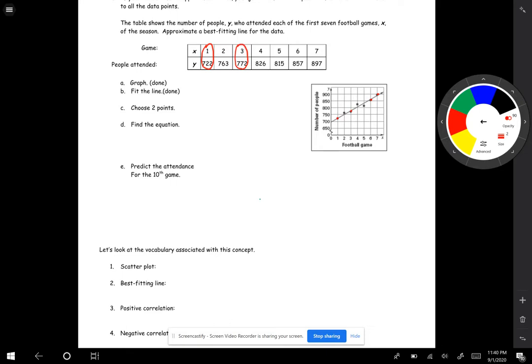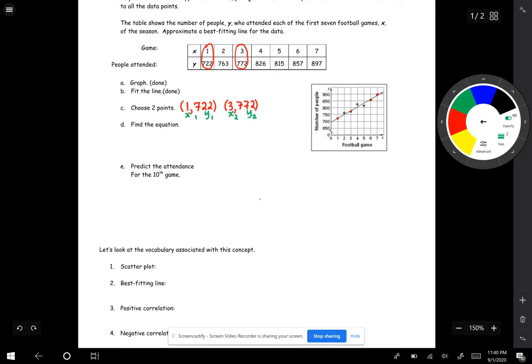So I'm going to choose 2 points and write those here. So 1, remember X first, then Y. And our second point is 3 comma 772. So those are the points that I've chosen. Next thing we want to do is label them x1, y1, because that's the first point. And the second point's coordinates are going to have the subscript 2, so x2, y2.